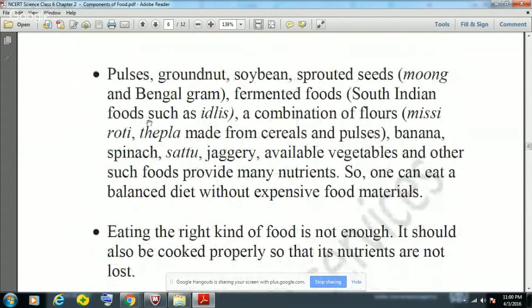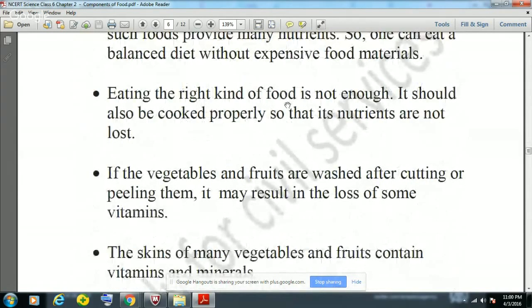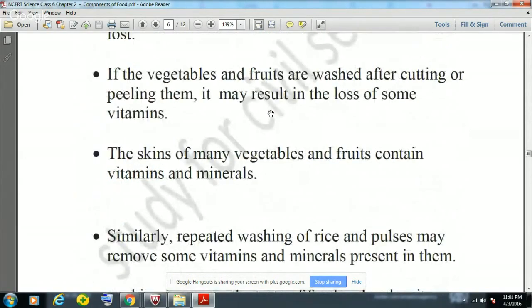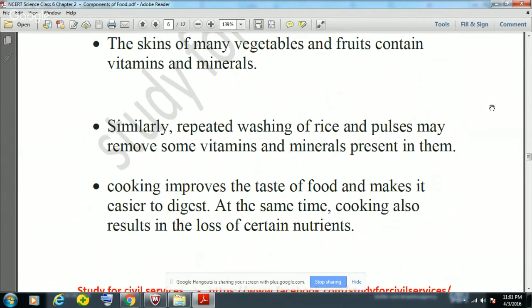All these foods give different types of nutrients, and the right kind of food alone is not enough. It should also be cooked properly so that its nutrients are not lost, and it is a very important point that if vegetables and fruits are washed after cutting, it may result in the loss of some vitamins, and the skins of many vegetables and fruits contain various types of vitamins and minerals. Repeated washing of rice and pulses may remove some vitamins and minerals contained in them.